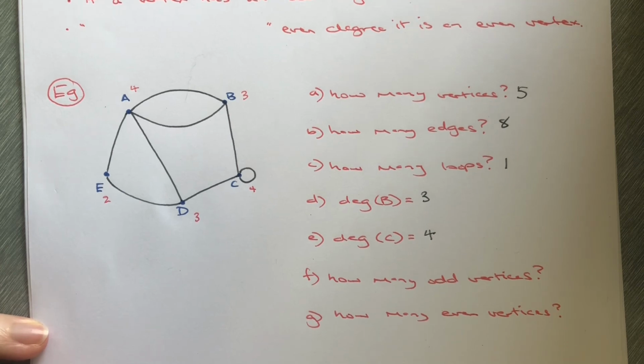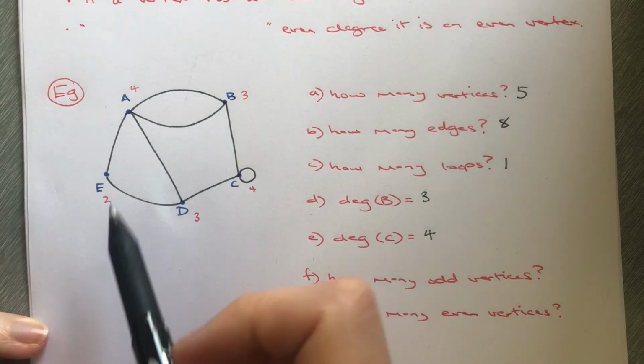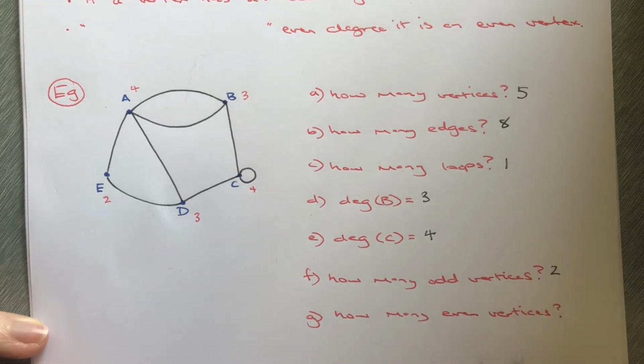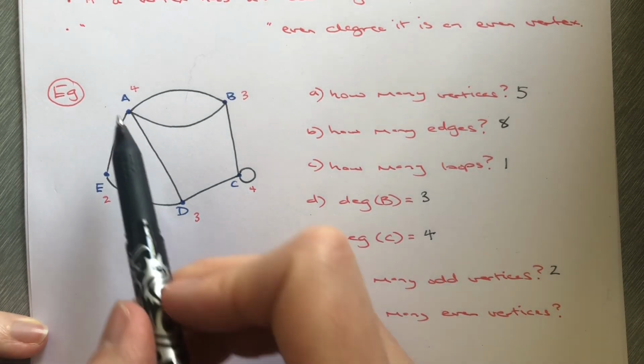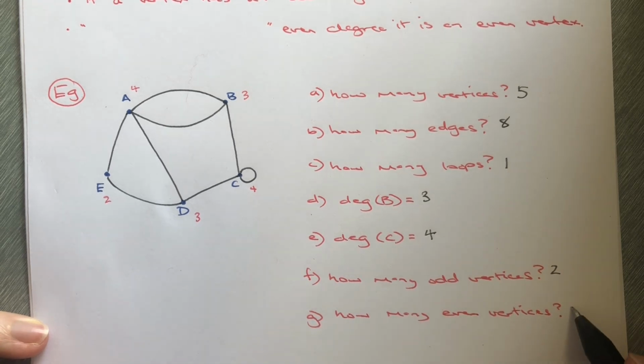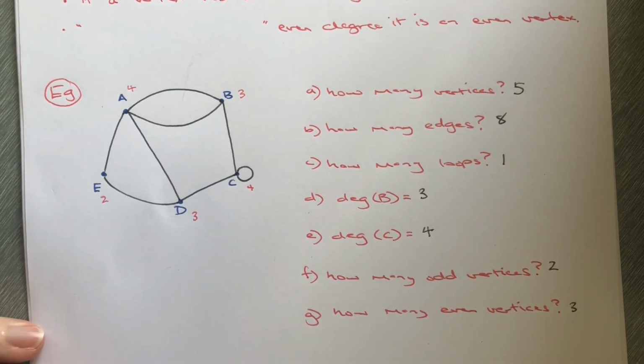Okay, so how many odd vertices do we have? That one's odd as well, so there's 2. How many even vertices do we have? Even, even, even. So we've got 3. And that's it, we are done.